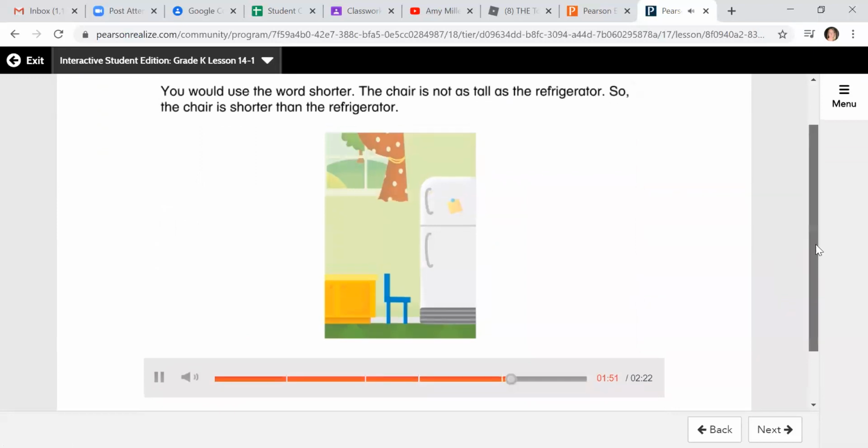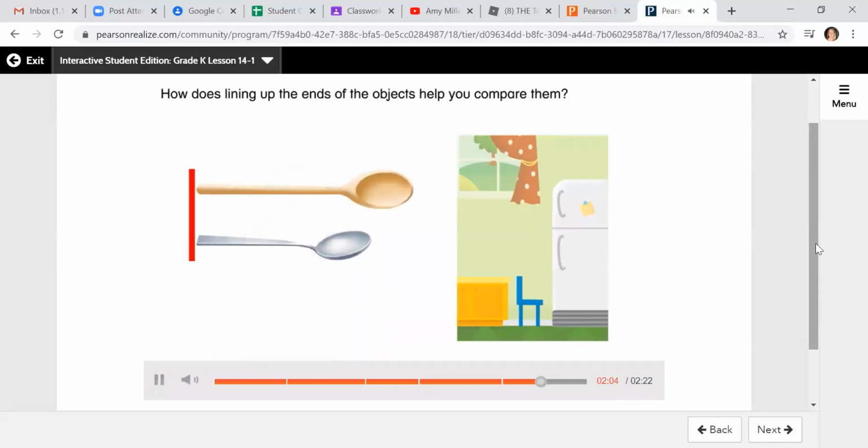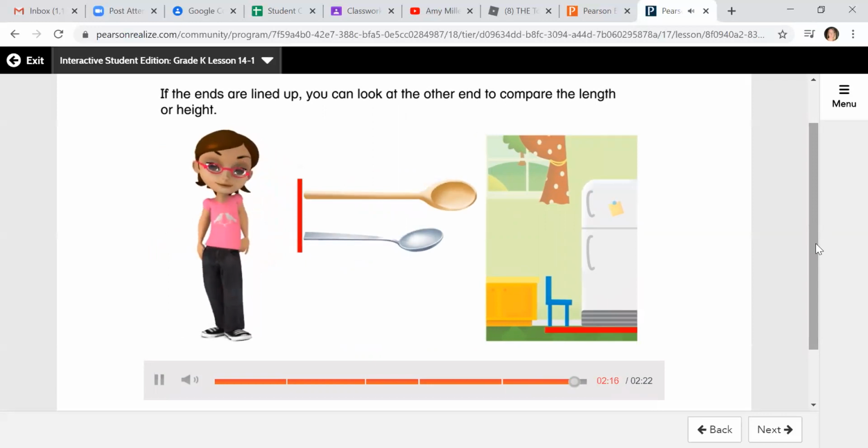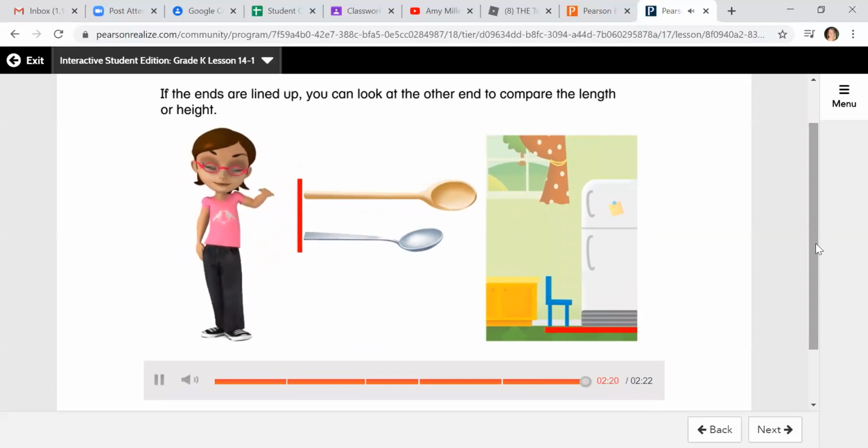You would use the word shorter. The chair is not as tall as the refrigerator, so the chair is shorter than the refrigerator. How does lining up the ends of the objects help you compare them? If the ends are lined up, you can look at the other end to compare the length or height. Now you know how to compare objects by length and height.